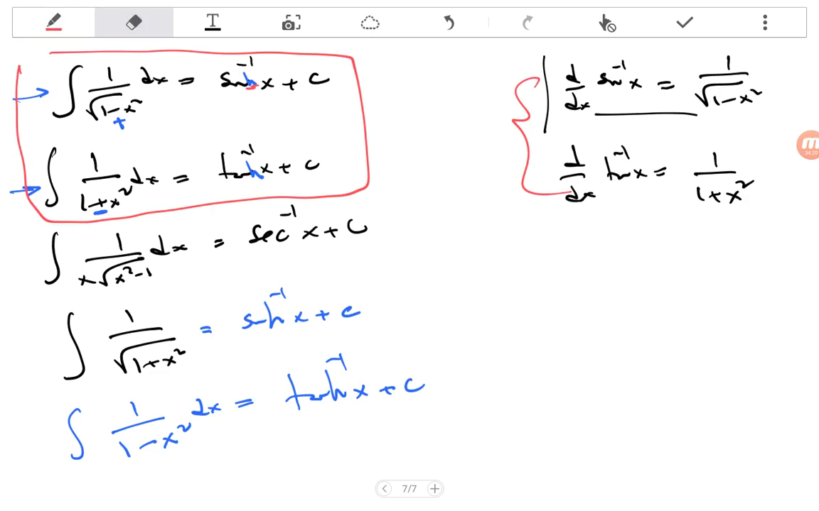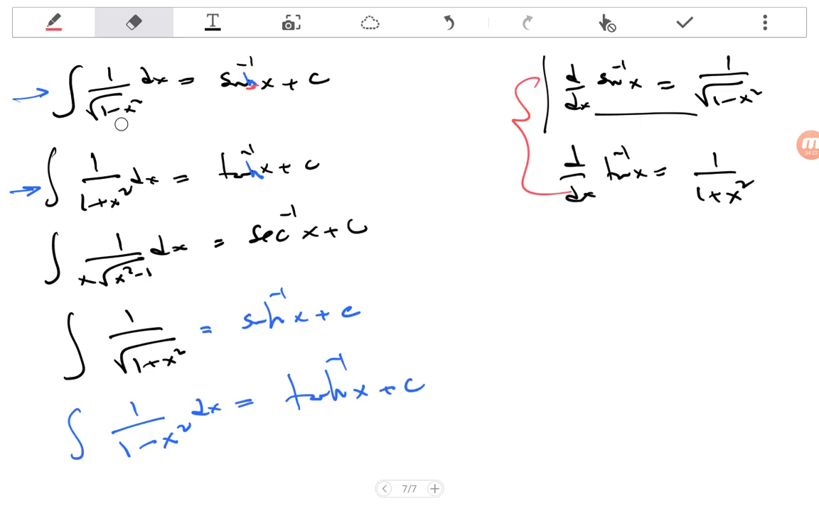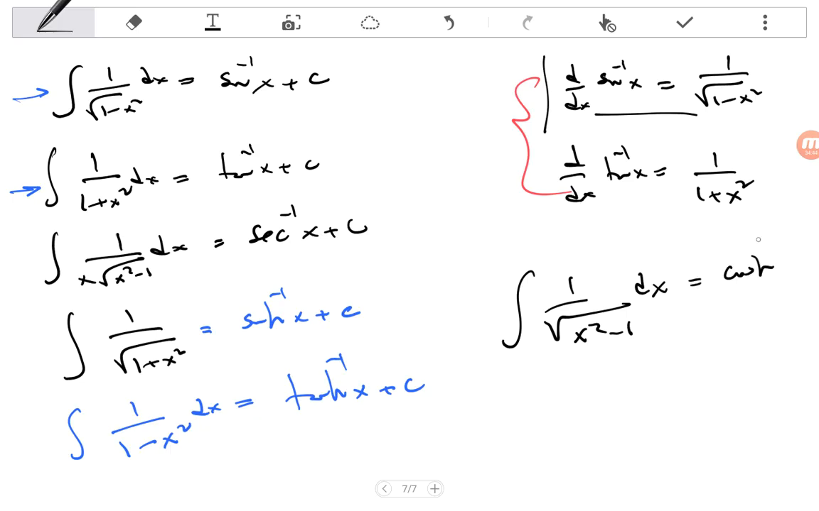Just there is still one case that we didn't consider here, which is cosine. Yes, the cosine inverse. There is another rule. If I had integration of dx over root x squared minus 1, in that case, that will be cosine inverse x plus c. Okay? So these two rules are two basic rules.